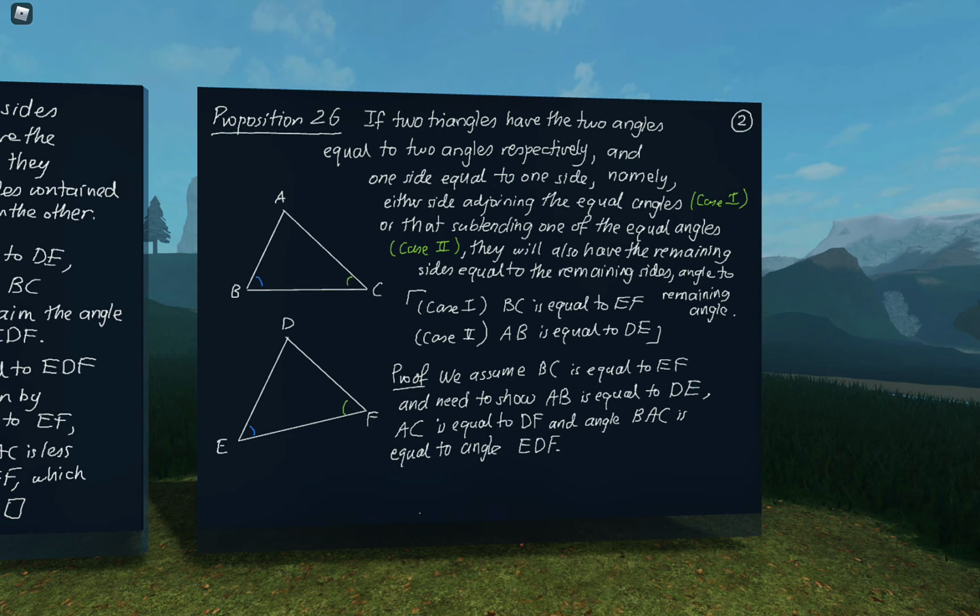Okay, so let me start with proving that AB is equal to DE. For if AB were not equal to DE, one of them is greater. And the situation up till now is symmetric, so I may as well assume without loss of generality that it's AB. Okay, moving on to the next board.